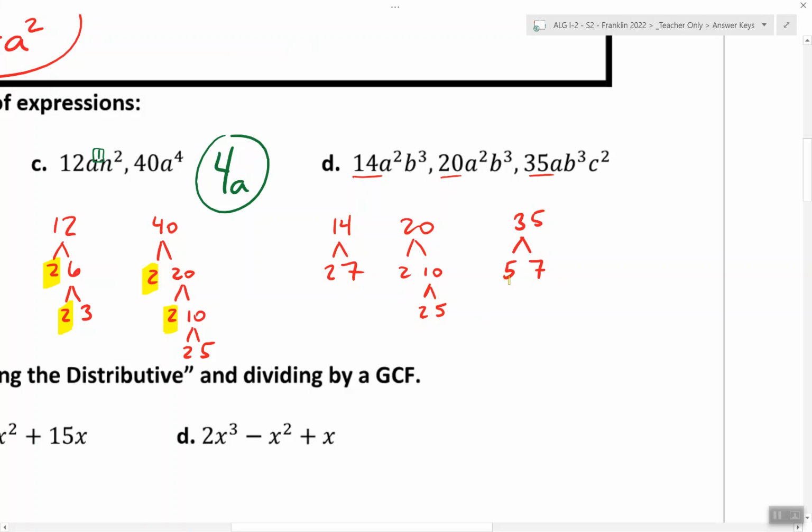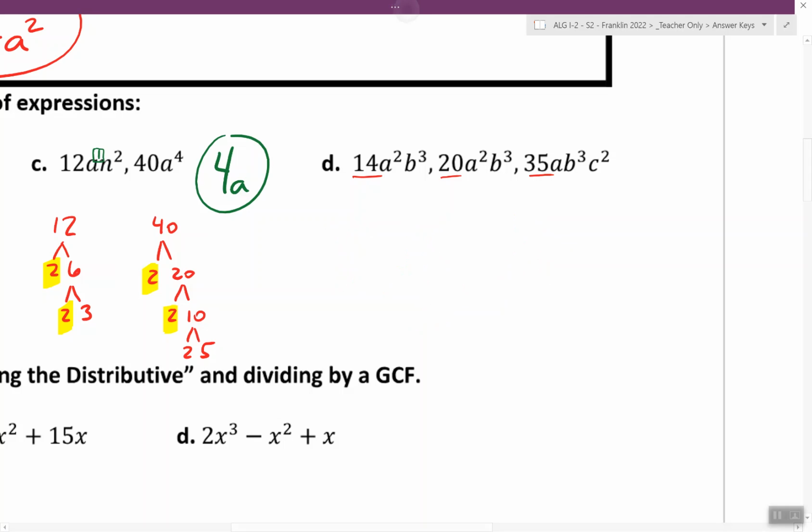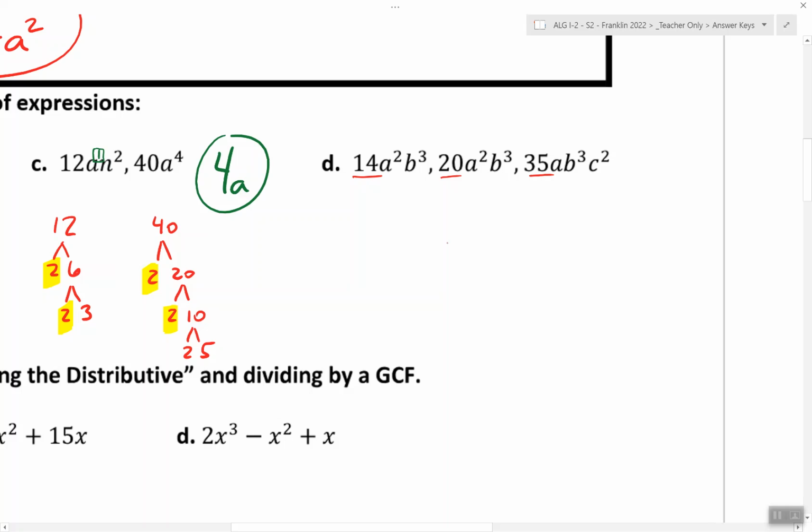So 14 and 20 have a 2, but 35 doesn't. 14 and 35 both have 7, but 20 doesn't. 35 and 20 both have 5, but 14 doesn't. So the coefficients don't actually have a GCF other than 1. So we have a 1 at the beginning.